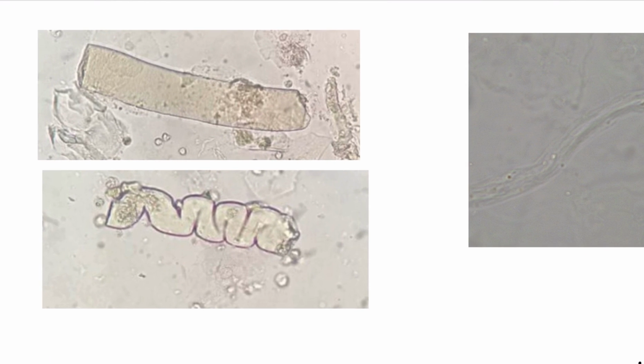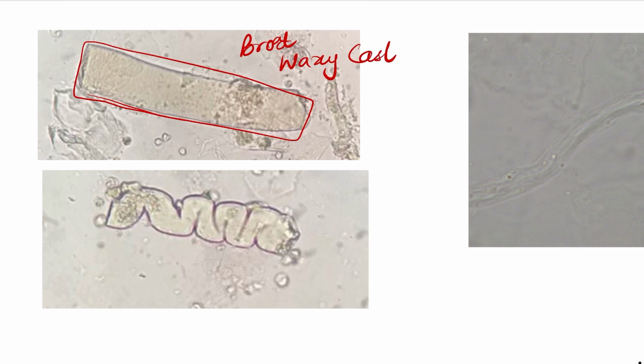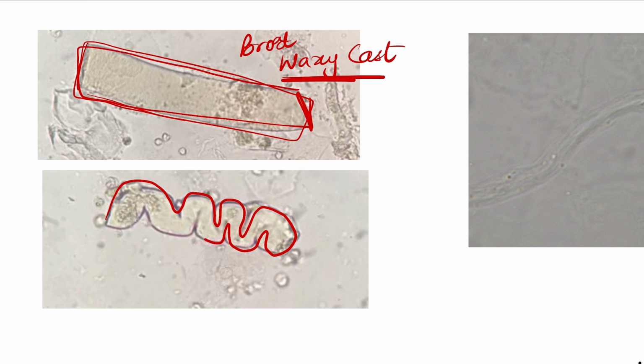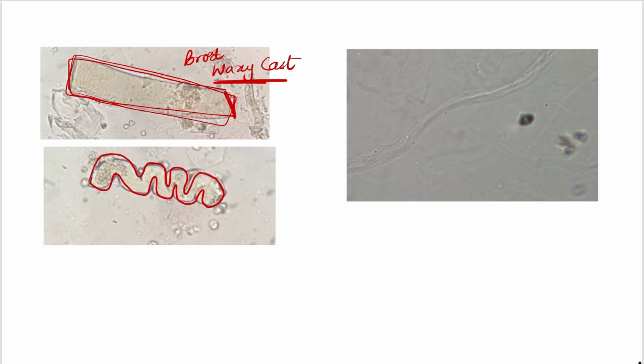This cast is like a transparent broad ribbon. So this is called a broad waxy cast. The ends are sharp and it has sharp outlines. It is broad like a ribbon, or else it can have certain convolutions on the surface, like the inner mitochondrial membrane. These broad ribbon-like structures are called broad waxy casts. They are suggestive of chronic kidney disease.